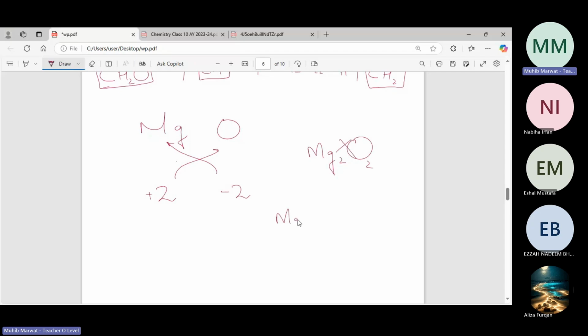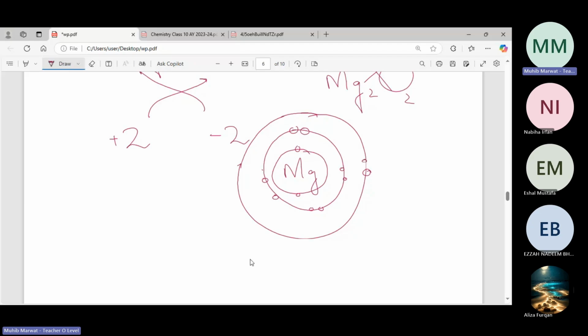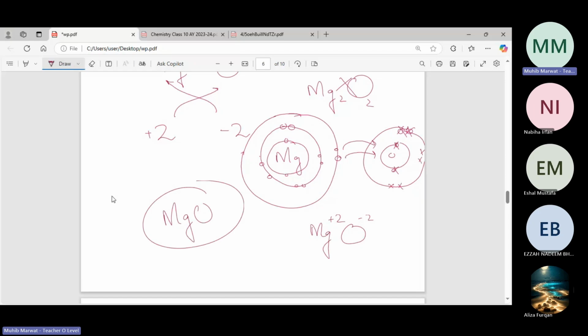In other words, we know that magnesium has 2 electrons in its first shell, 8 electrons in its second shell because its atomic number is 12, and 2 electrons in its valence shell, right? Whereas in case of oxygen, we have 2 electrons in its first shell and 6 electrons in its second shell. So it needs 2 electrons. Magnesium wants to lose 2 electrons. So these 2 electrons will be shifted from magnesium to oxygen, and we will be having magnesium plus 2 and oxygen minus 2. So for one magnesium, we need only one oxygen atom, right?